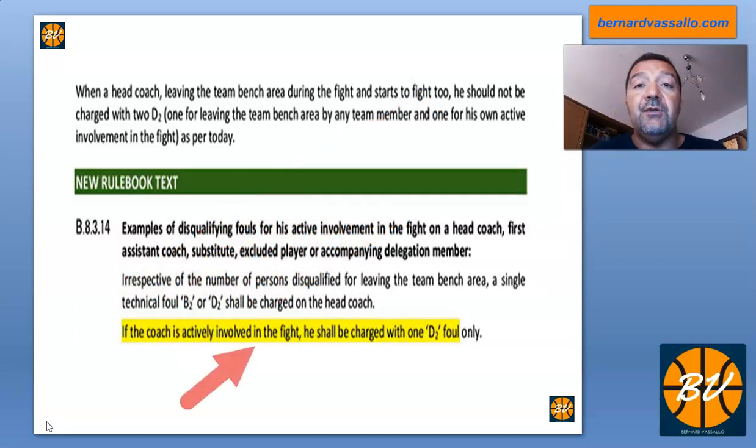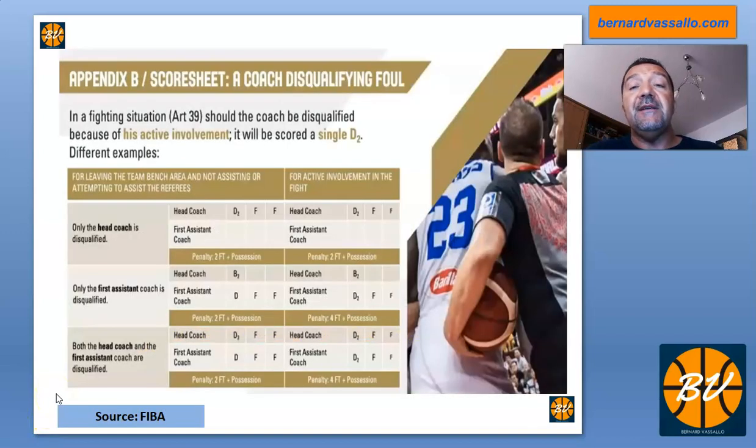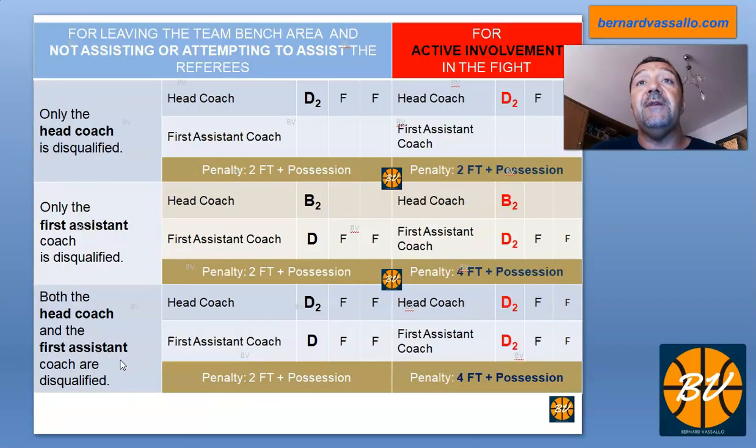Now, with the new rules, if the head coach enters the court, does not assist the referee and even actively becomes involved in the fight, the head coach will be charged with 1 disqualifying foul, as we're going to see here on the screen. In fact, this is the FIBA slide that was presented to explain these changes. I'm going to take the same source and expand it a bit so that you can see better on the screen.